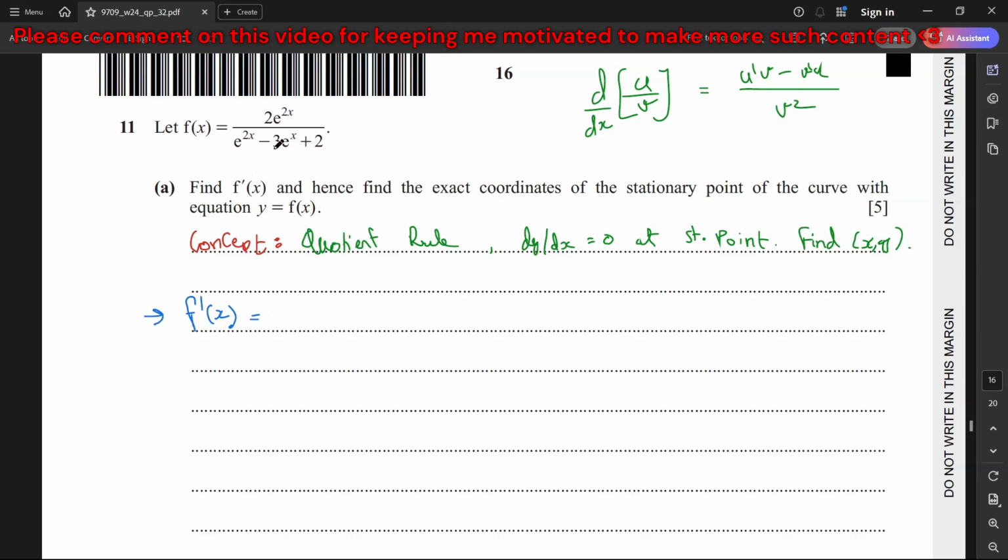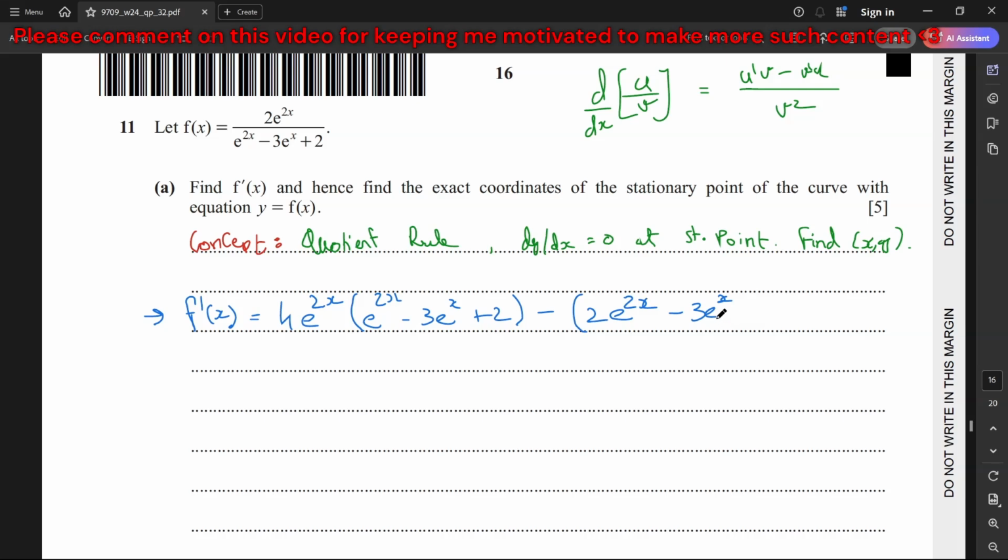So based on this, I can say that my f dash x will be equal to, my u dash will be 2 times 2 is 4, e to the power of 2x. E to the power of 2x stays as it is, but then because of the chain rule, the derivative of 2x, that is 2, is going to be multiplied with this 2. And then this is multiplied with the v part as it is, e power of 2x minus 3 e power of x plus 2. Then we are having a negative sign in between from the formula. Then the derivative of this term is going to become 2 e power of 2x, then minus 3 e power of x.